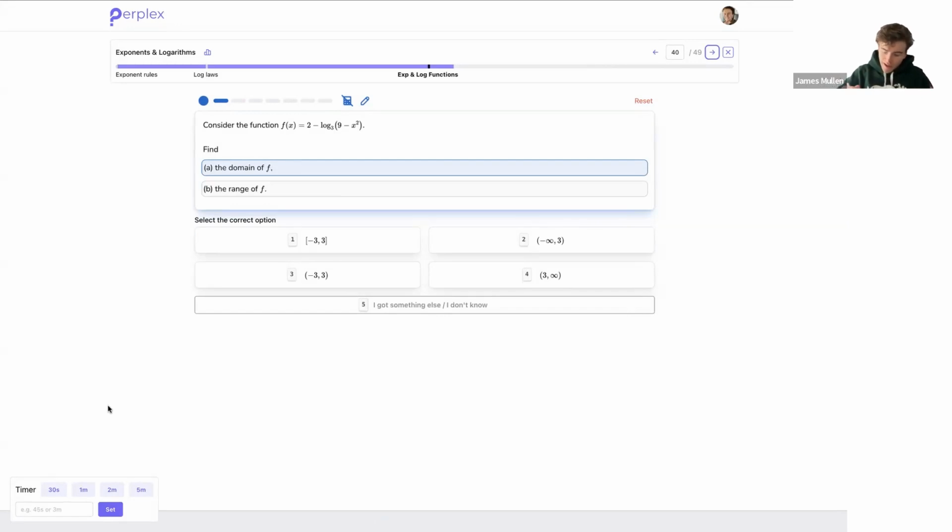Okay, let's start. So I have f of x is equal to 2 minus log base 3 of 9 minus x squared. So the only reason the domain is going to be restricted here is because, like I said, what goes inside the log has to be positive. It can't be 0 or negative, which means that 9 minus x squared is greater than 0. And that means that x squared is less than 9, which means that negative 3 is less than x is less than 3.